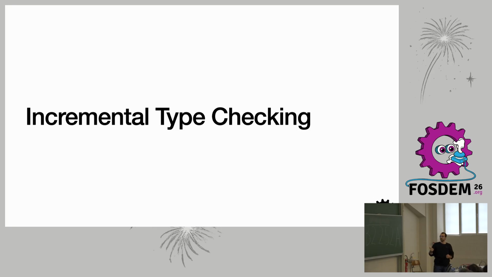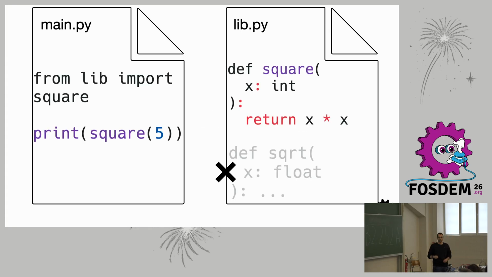One of the things that TY does that makes it fast in the editors is incremental type checking. This is about only type checking what you need and when you need it. So imagine this program. I have a main.py and a lib.py. And main.py is only importing a part of lib.py, and it's not depending on all of it.